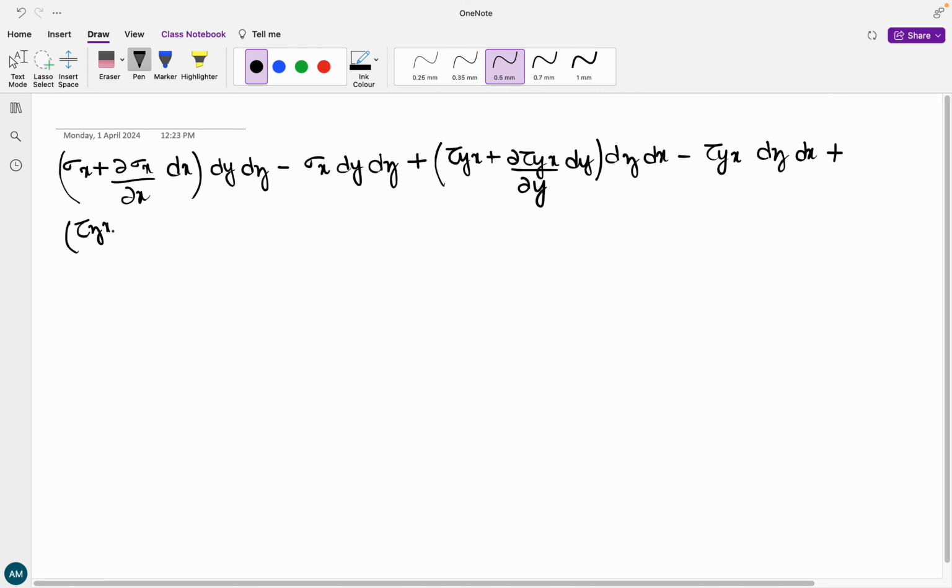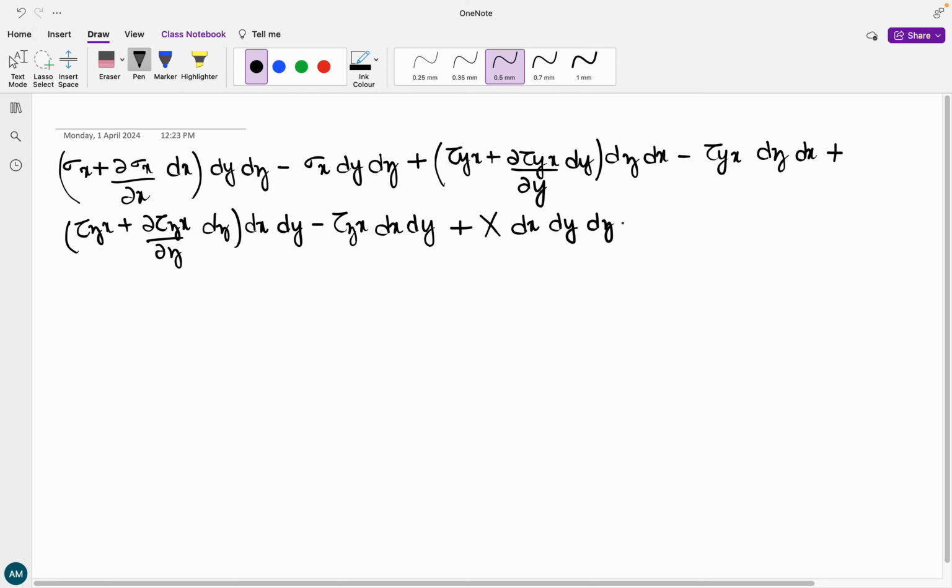So tau zx plus dou tau zx divided by dou z into dz. I've written dz, the left is dx and dy, minus for tau zx. We have dx dy written, write it up, dx dy. Last but not the least, we consider something called as component of body forces, and it is positive. We are taking them to be along the respective positive directions. And for this, we need to write the dimension of all the three components, dx, dy, dz. This is equated to 0.